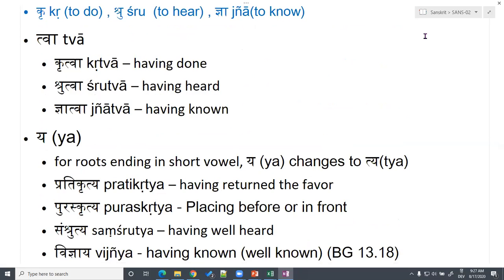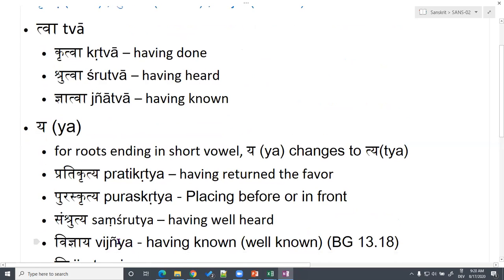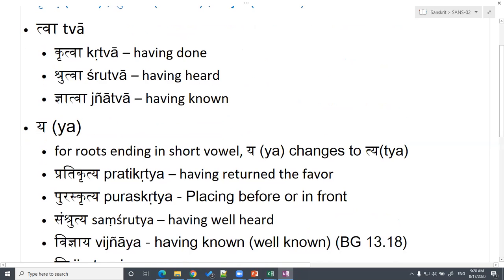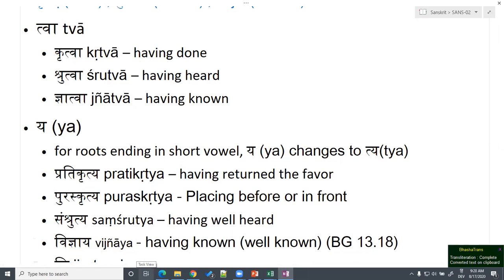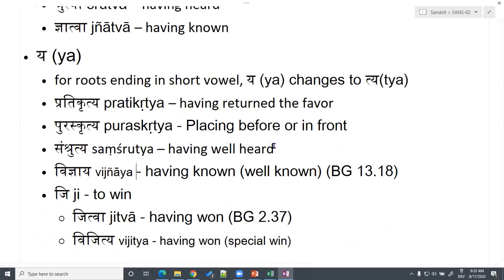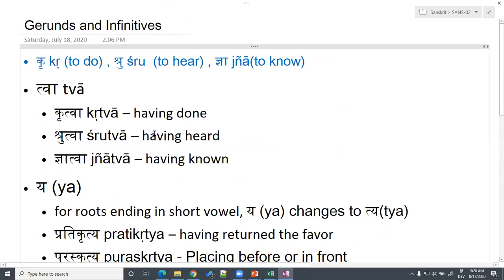Okay, so somebody pointed out there is a small mistake here regarding the... so this is the Vigyaya. So now the meaning should be clear to you, having done this.